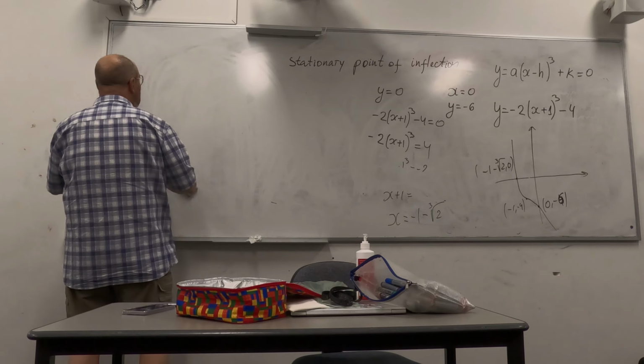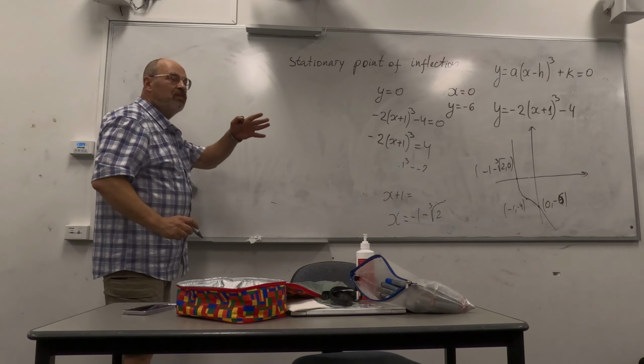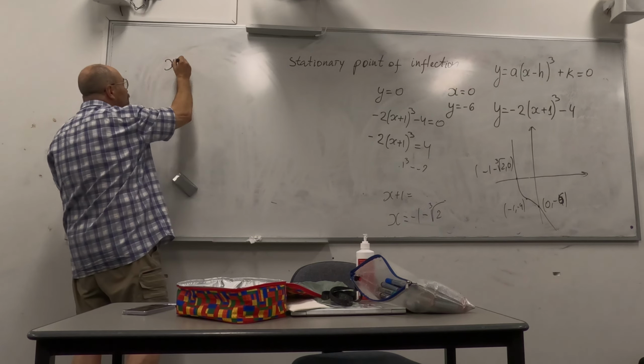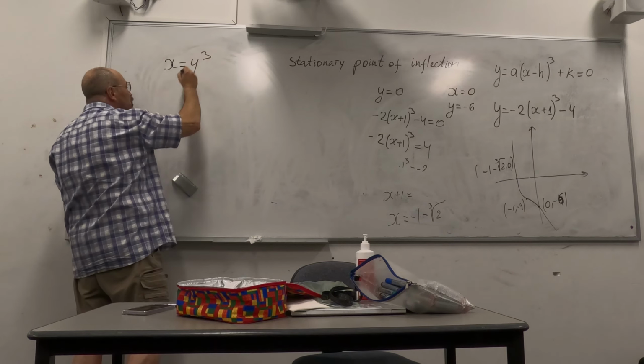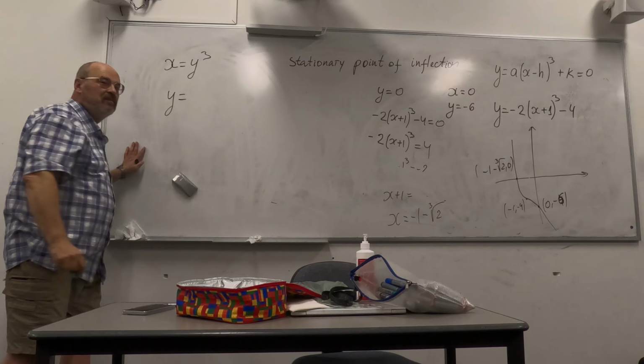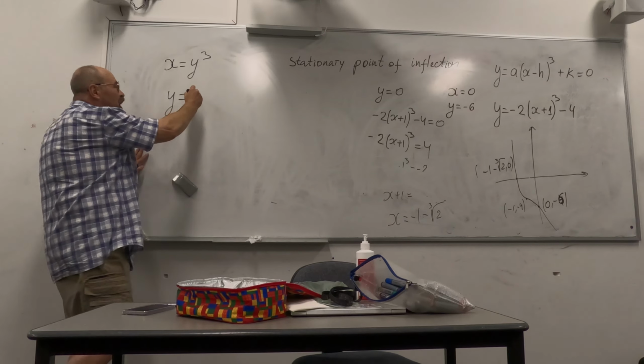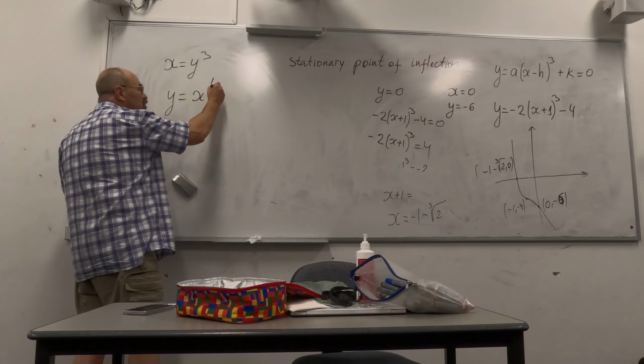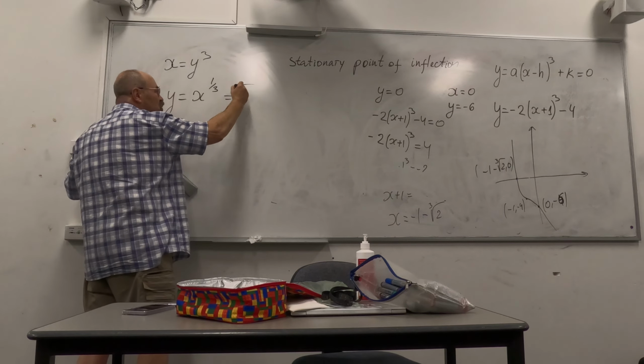So how do we find an inverse? We do y equals the cube root of x, so x equals y cubed. So what does y equal? Cube of x. X to the power 1/3, which is the same as the cubic root of x.